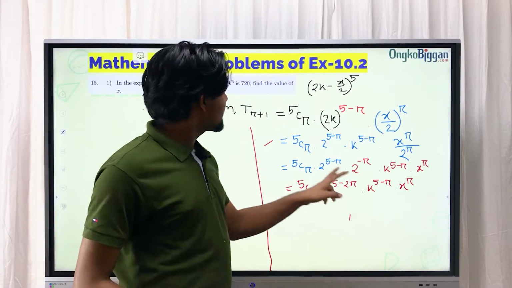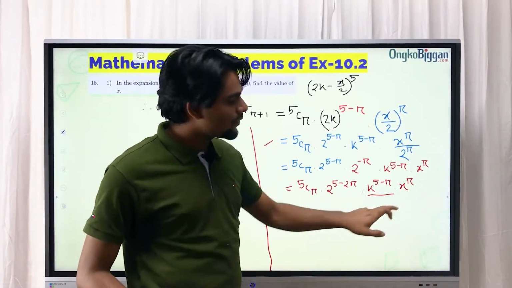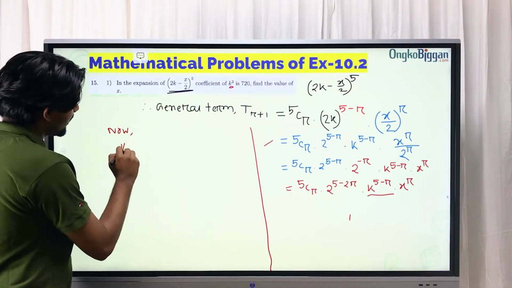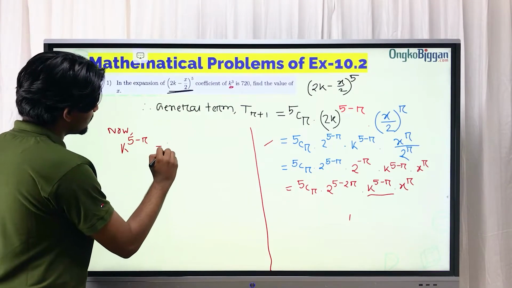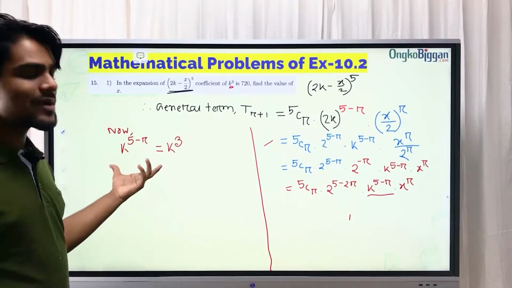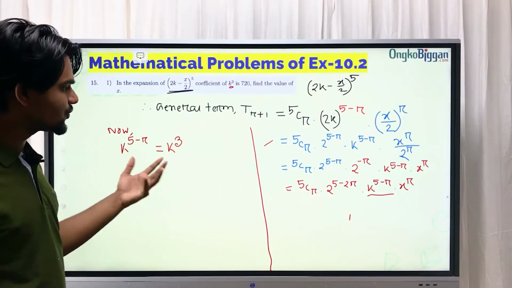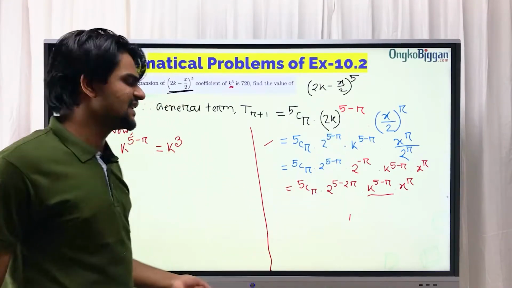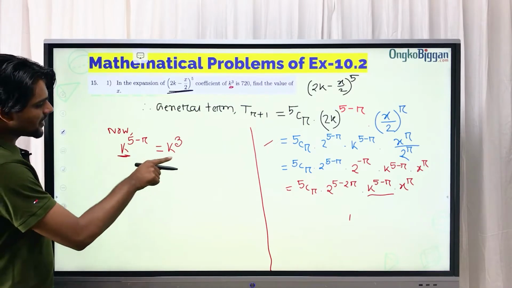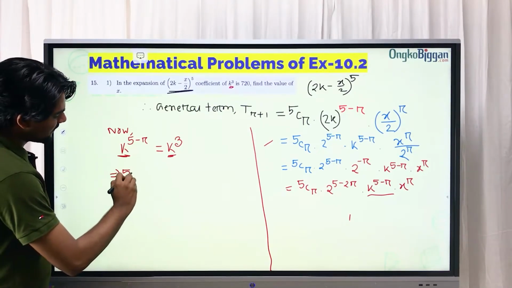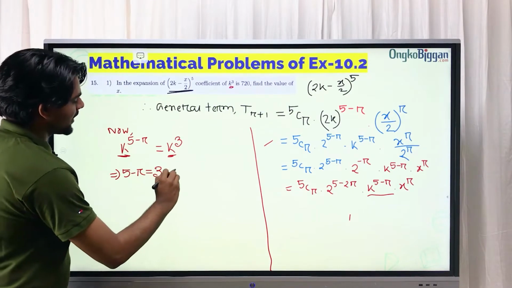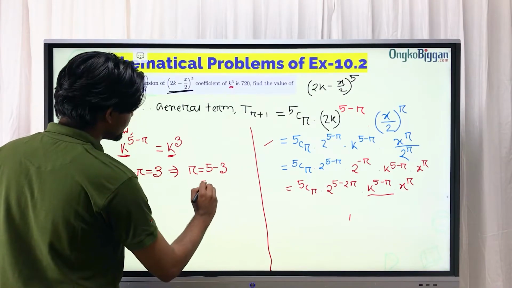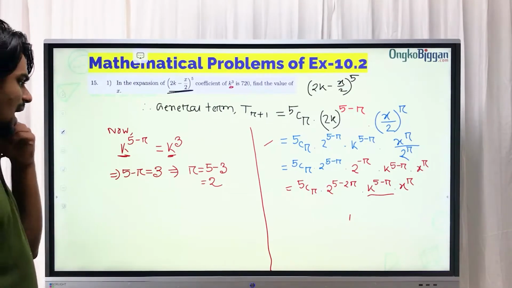Now we can write k to the power of 5 minus r equals k cube. We are writing it because we have to find the value of r right now, so that we can get the coefficient of k cube. They have the same base, so we can write 5 minus r equals 3, and then r will be 5 minus 3, that is equal to 2. So we got the value of r equals 2.